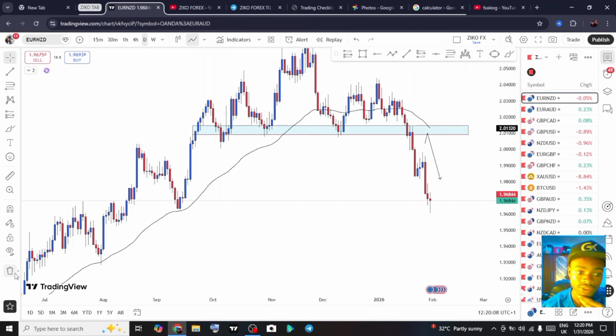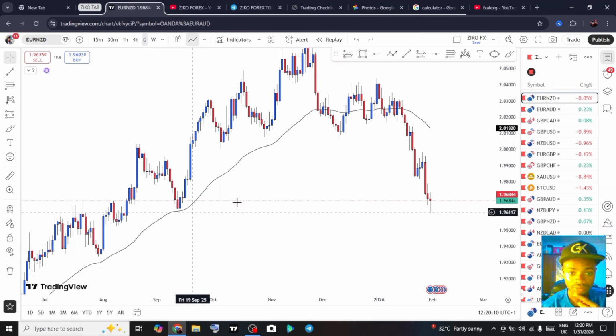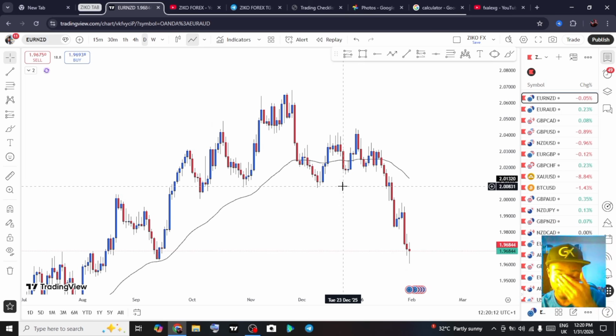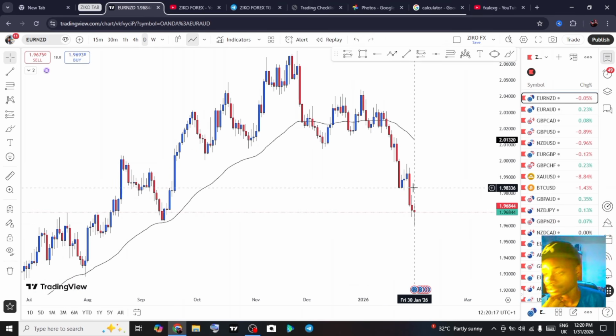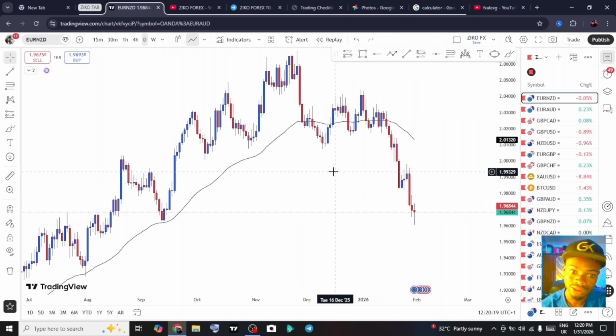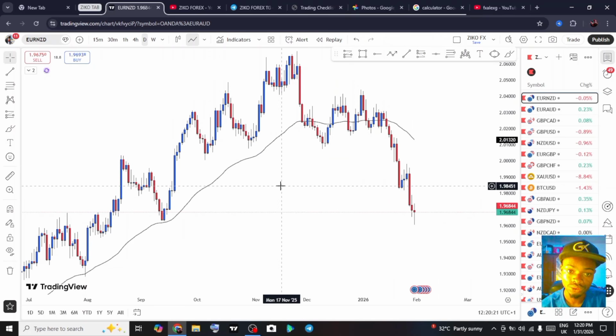As usual, we delete everything in the chart, right? And then we see what we have. Now, last week I was actually calling for these sales. I was calling for this sales, but we did not get the opportunity to actually sell the market. But as you can see, it clearly sold, right?